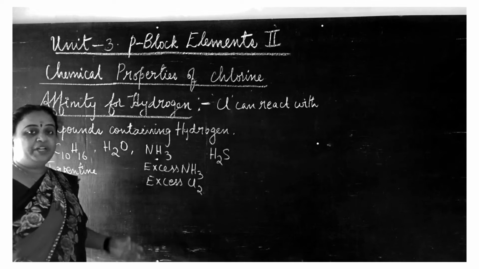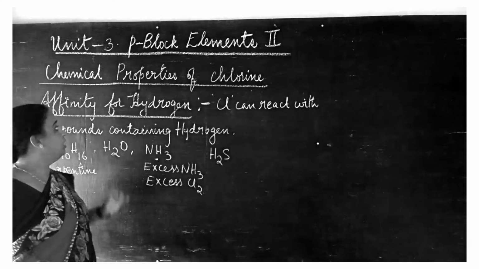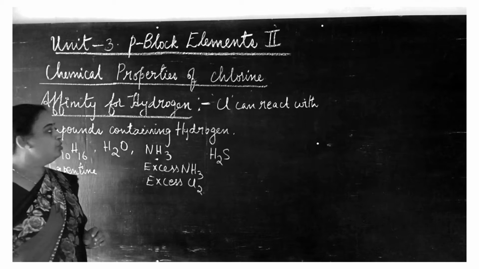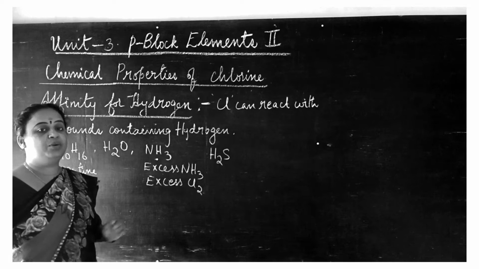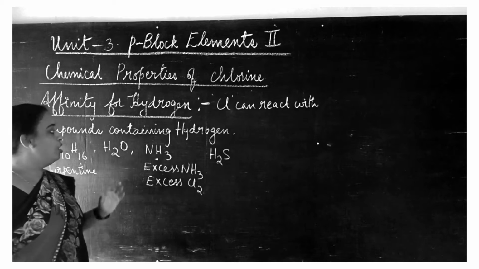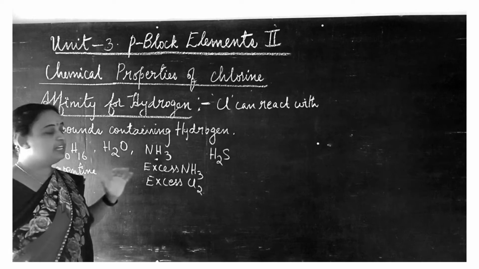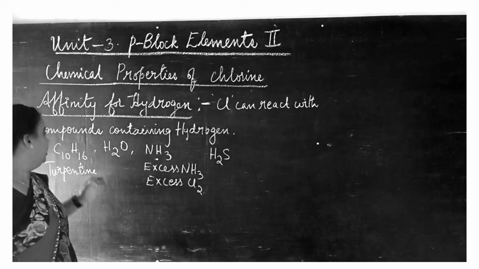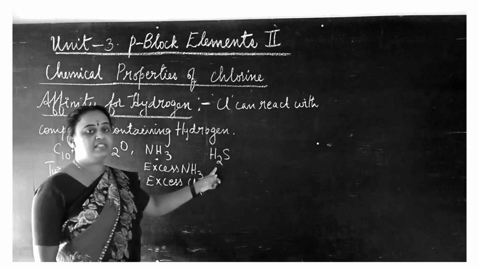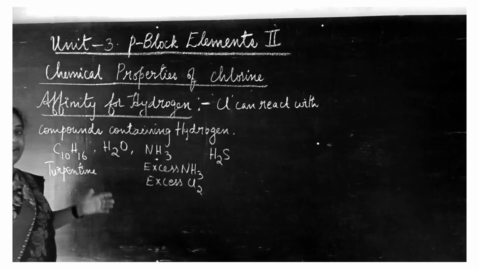Hello students, in this video let us study the affinity of chlorine for hydrogen, which comes under the chemical properties of chlorine of p-block elements. Chlorine has a very good affinity for hydrogen. Chlorine can react with all the compounds which contain hydrogen. A few examples: turpentine, water, ammonia, hydrogen sulfide. Chlorine can react with these compounds.